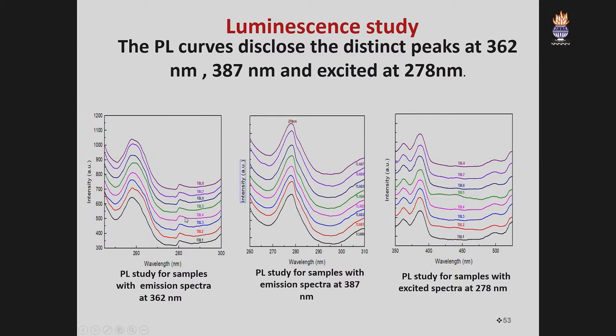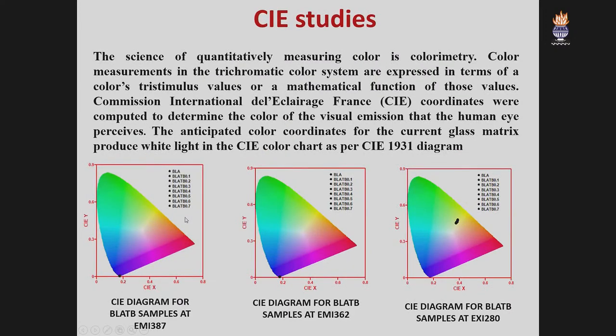By using this PL spectra, we can analyze the JO parameters, which we have not done. It is still under progress. And by using this PL spectra, we can also plot these CIE diagrams. The science of quantitatively measuring color is colorimetry. Color measurements in the trichromatic color system are expressed in terms of colors. So by using the CIE diagram, we can look at these figures.